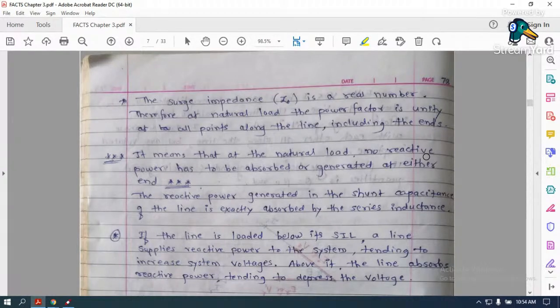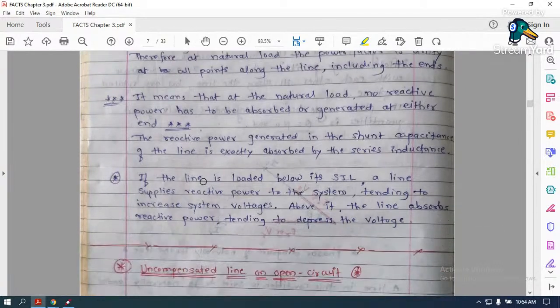This is one more advantage of loading the transmission line at SIL. The reactive power generated in the shunt capacitance of the line is exactly absorbed by the series inductance. खरं म्हणजे इथे अजून एक शब्द पाहिजे, and load if you have connected the inductive load. Net circulating reactive power is 0.